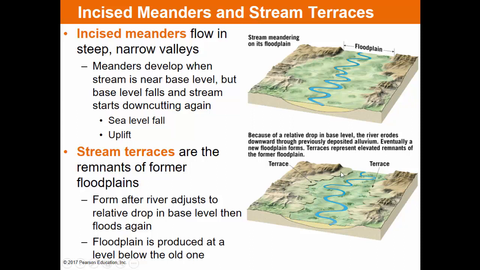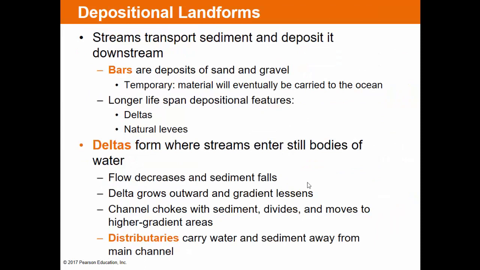So you're going to get these old alluvial deposits that are going to remain, and they're going to create these terraces, and we call them stream terraces. They are the remnants of the former floodplain. That's the old floodplain way out here. This is the new floodplain, and the remnants of that older floodplain are these flat areas of deposit of alluvium that become stream terraces.